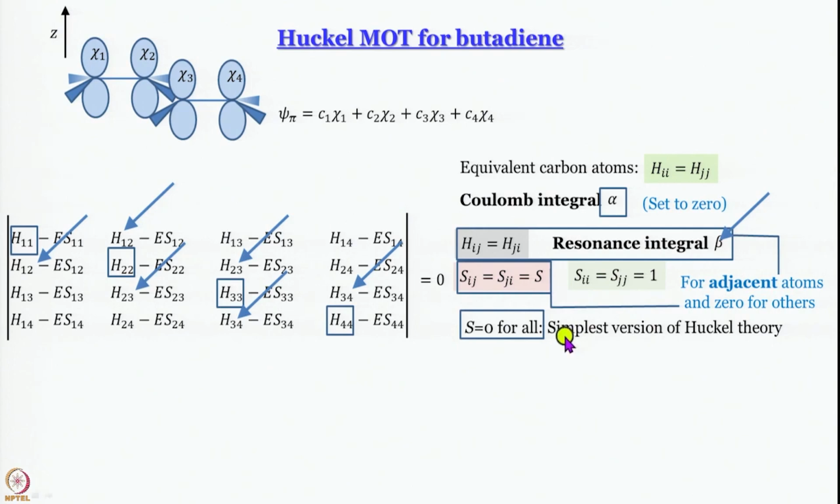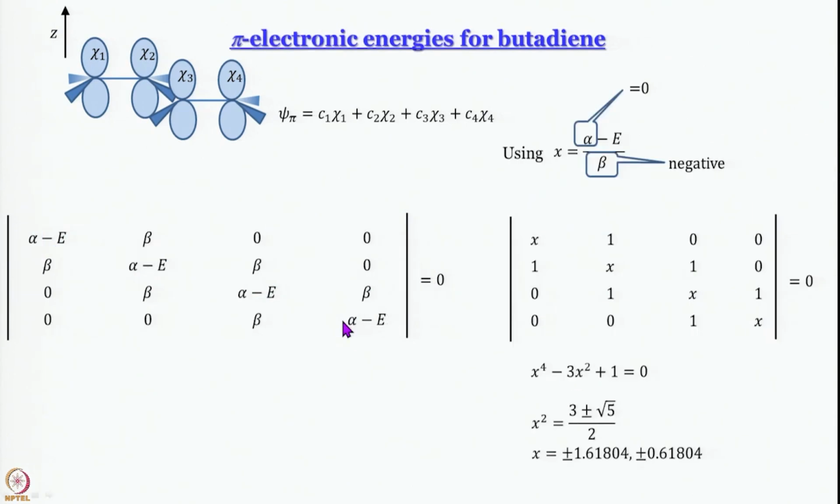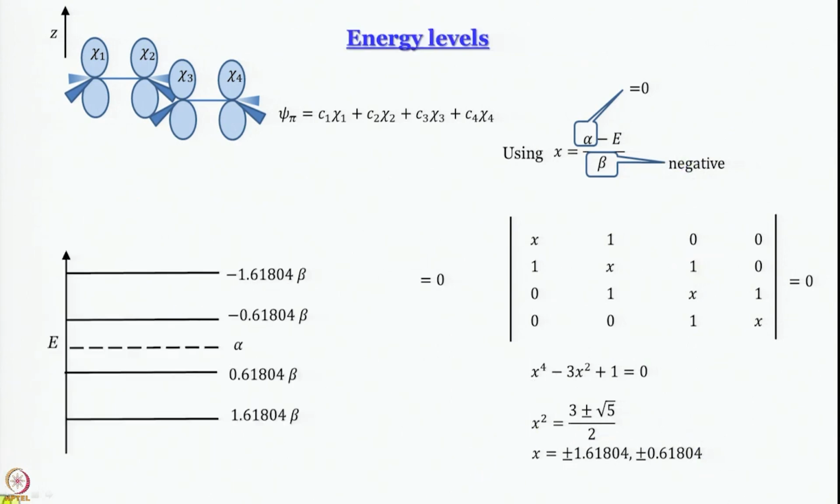So, when we apply all these in this secular determinant, it simplifies, and we simplify it further by substituting x equal to alpha minus e by beta, and we say that x then is essentially negative of energy in terms of beta, in units of beta. We find out what x is, and hence we have obtained what the energy levels are.